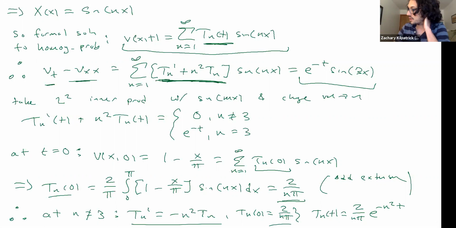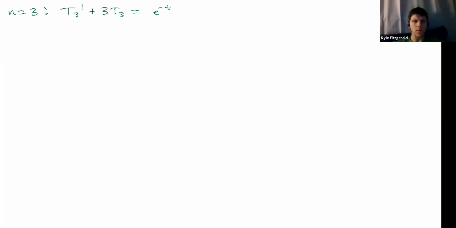So if we go now to the n equals 3 case, how do we get that? We have T3 prime plus 9 T3 is equal to the right-hand side, e to the minus t. Sorry, it's n squared, so it should be 9. Yeah, you're right, 3 squared. Thank you.